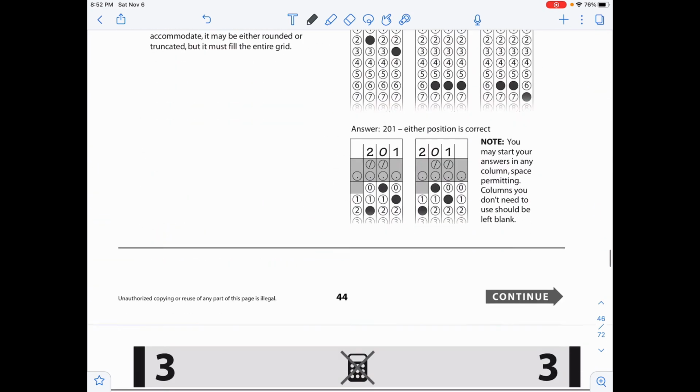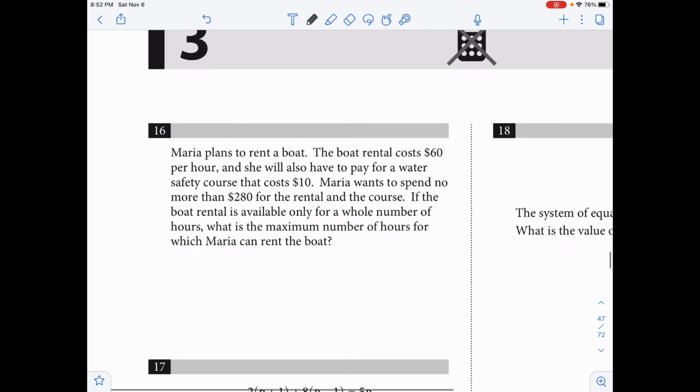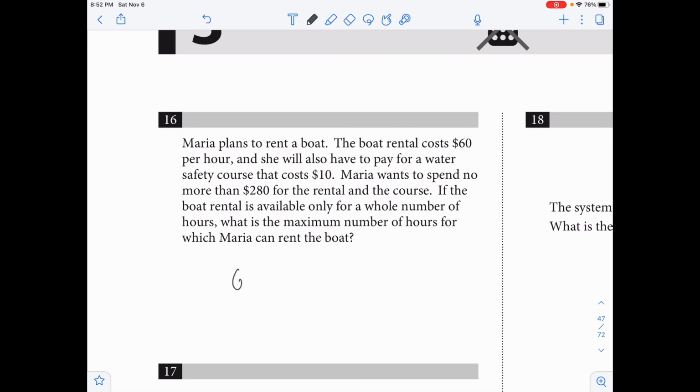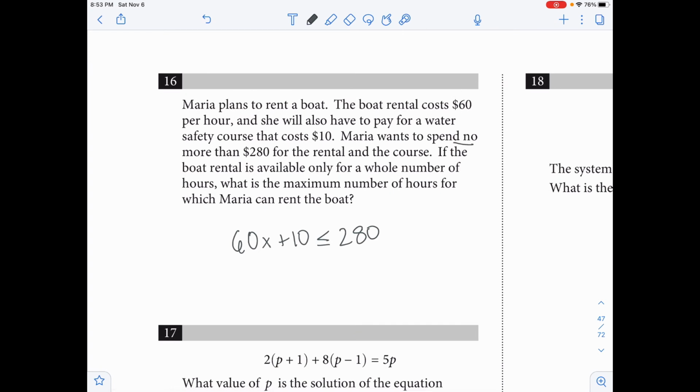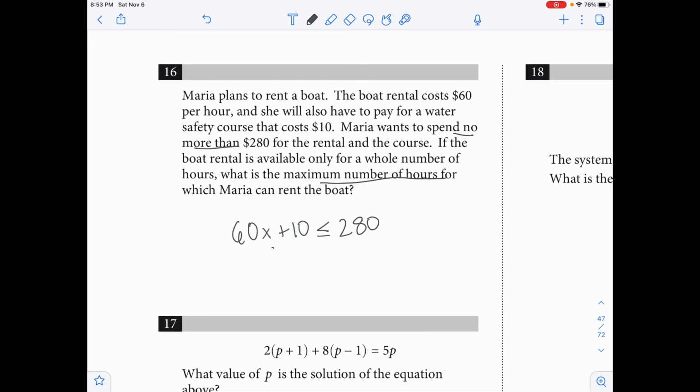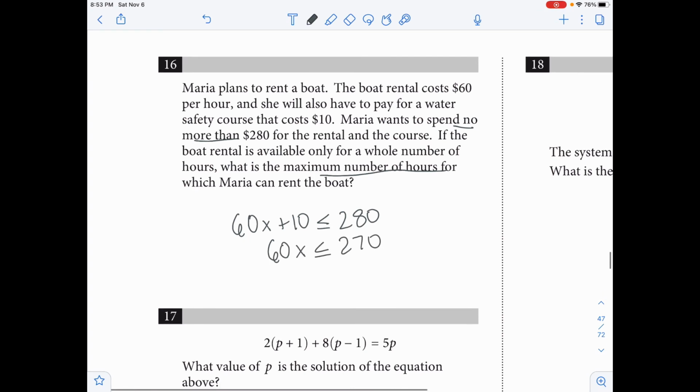Alright, next question, number 16. We're given that the boat costs $60 per hour. I'm going to use X as my variable, and he has to pay for a water safety course that costs $10. And he wants to spend no more than $280. So I'm going to do less than or equal to 280 for our maximum, since it says no more than. So they want the maximum number of hours, and X is hours. Okay, so 60X has to be less than or equal to 270, and it has to be a whole number as well.